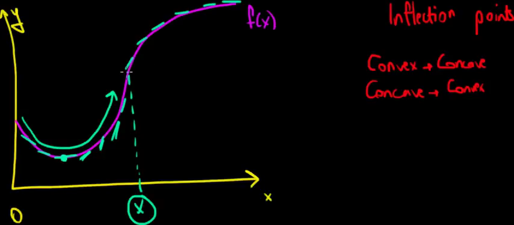So the point where the function went from being steeper and steeper to flatter and flatter, it changed from being convex to concave. It changed from it increasing at an increasing rate to increasing at a decreasing rate. And this point where this thing changed is our inflection point.